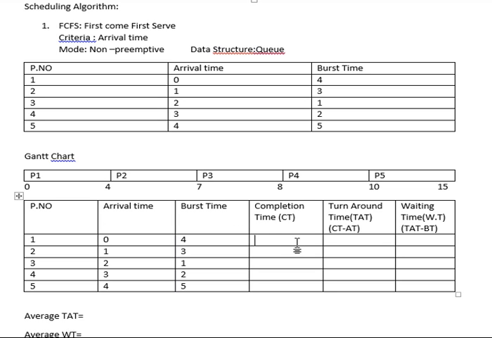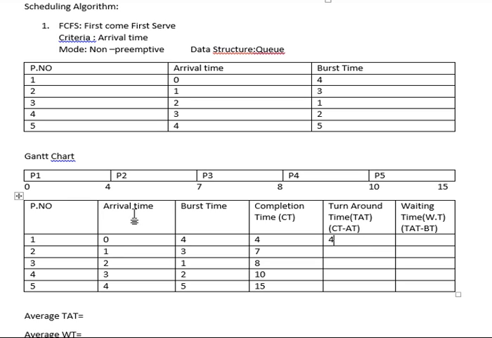So process P1 is finished at 4, right? Your P2 has finished at 7, P3 has finished at 8, P4 has finished at 10, and P5 has finished at 15. Okay, so these are your completion times for each process. So next is your turnaround time. Whenever you have to calculate turnaround time, I have written it here, it should be completion time minus the arrival time. So that is this column minus this column. If I do that, I get the answers very fast.